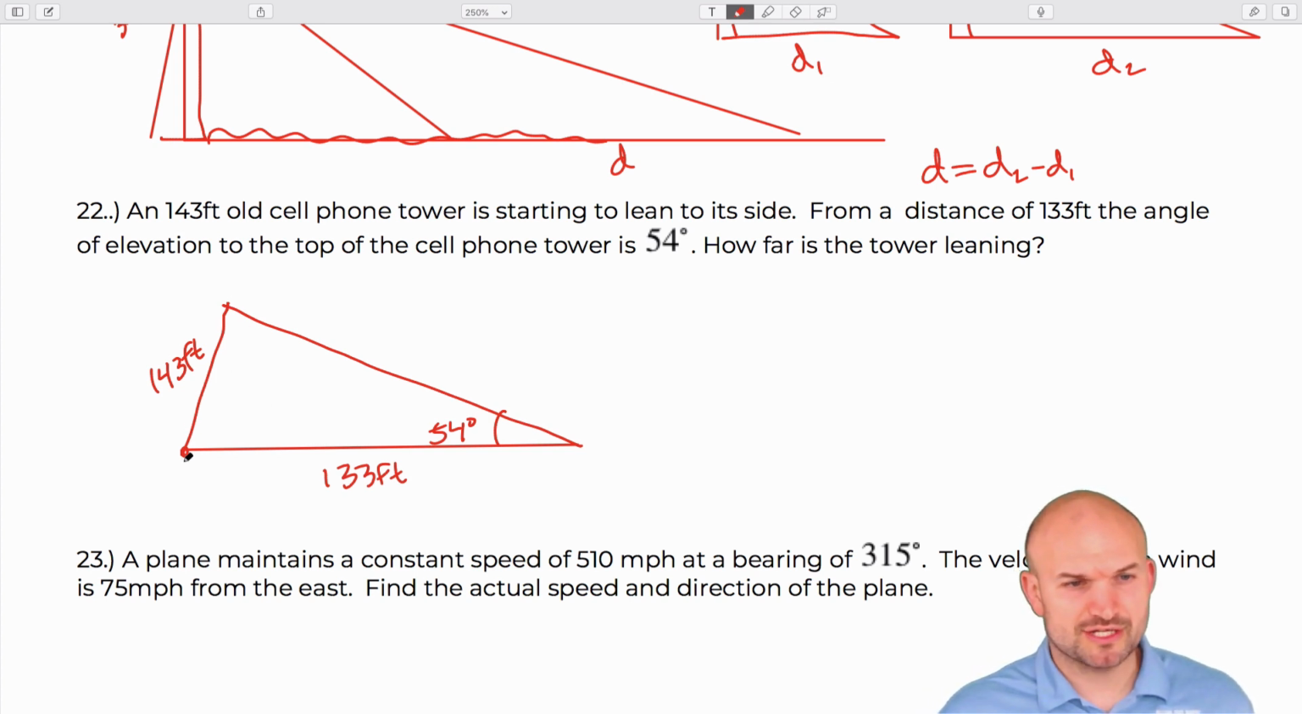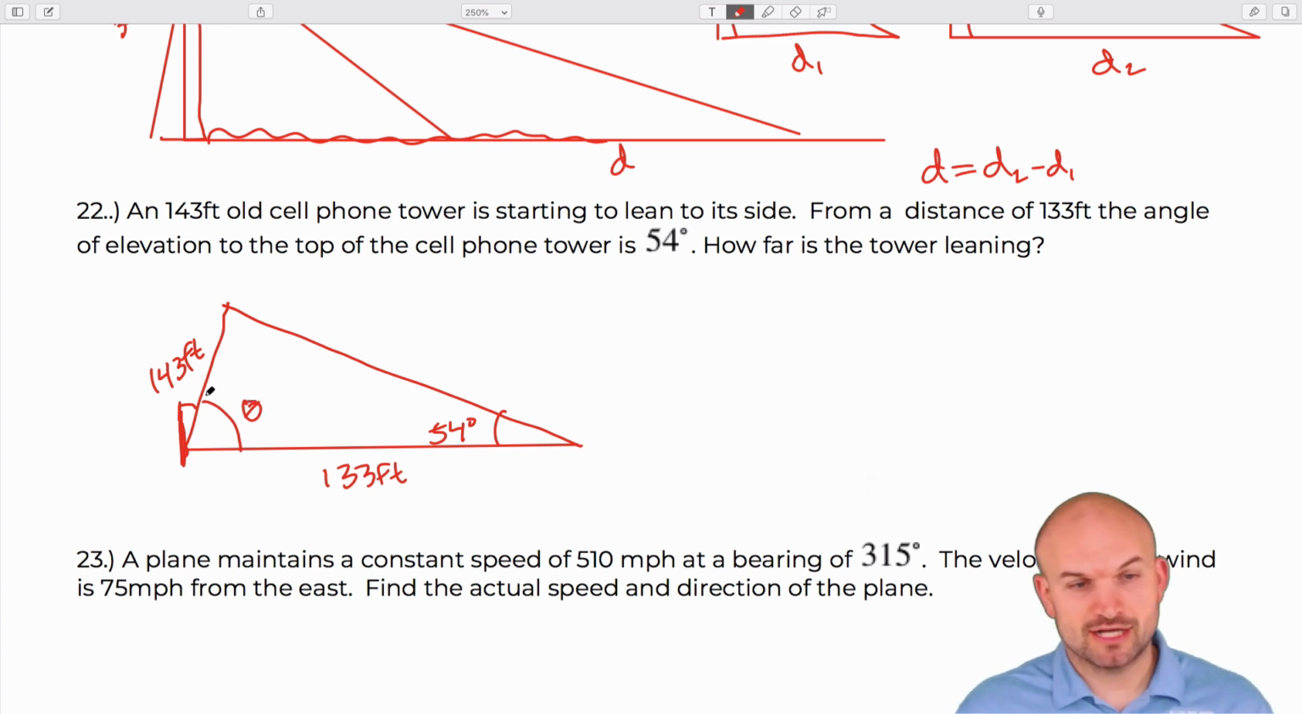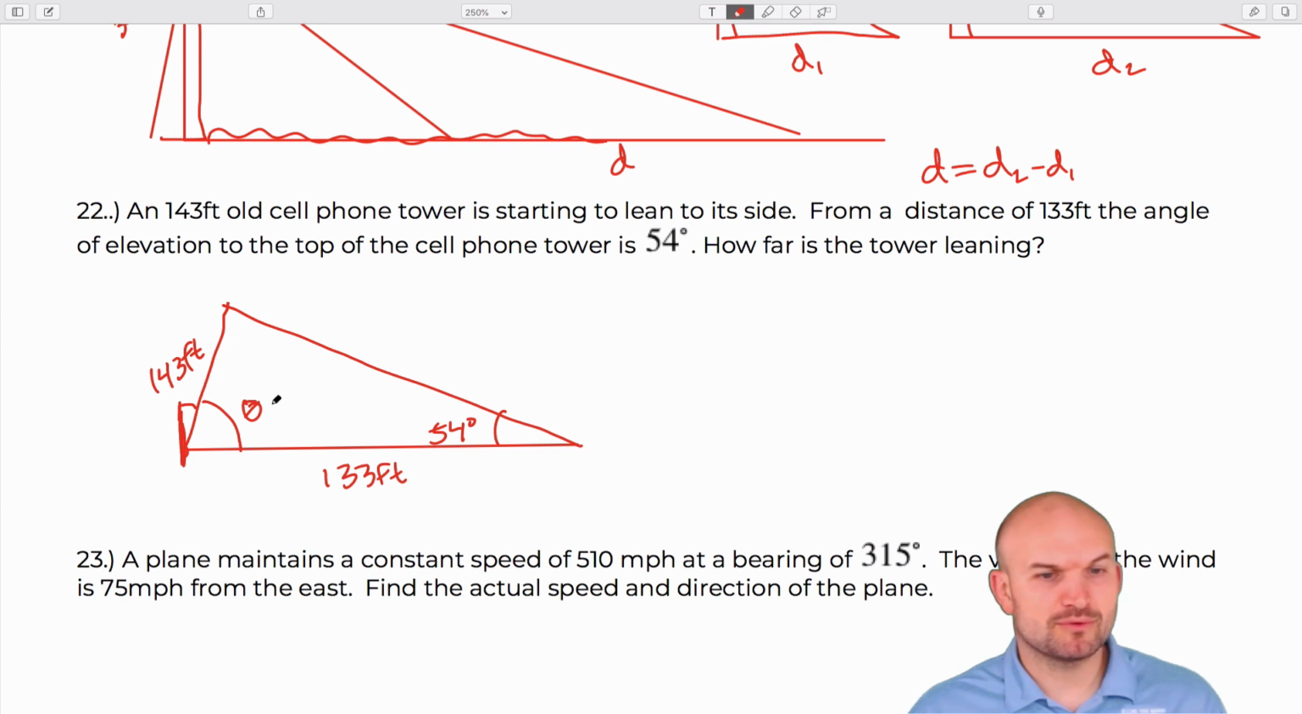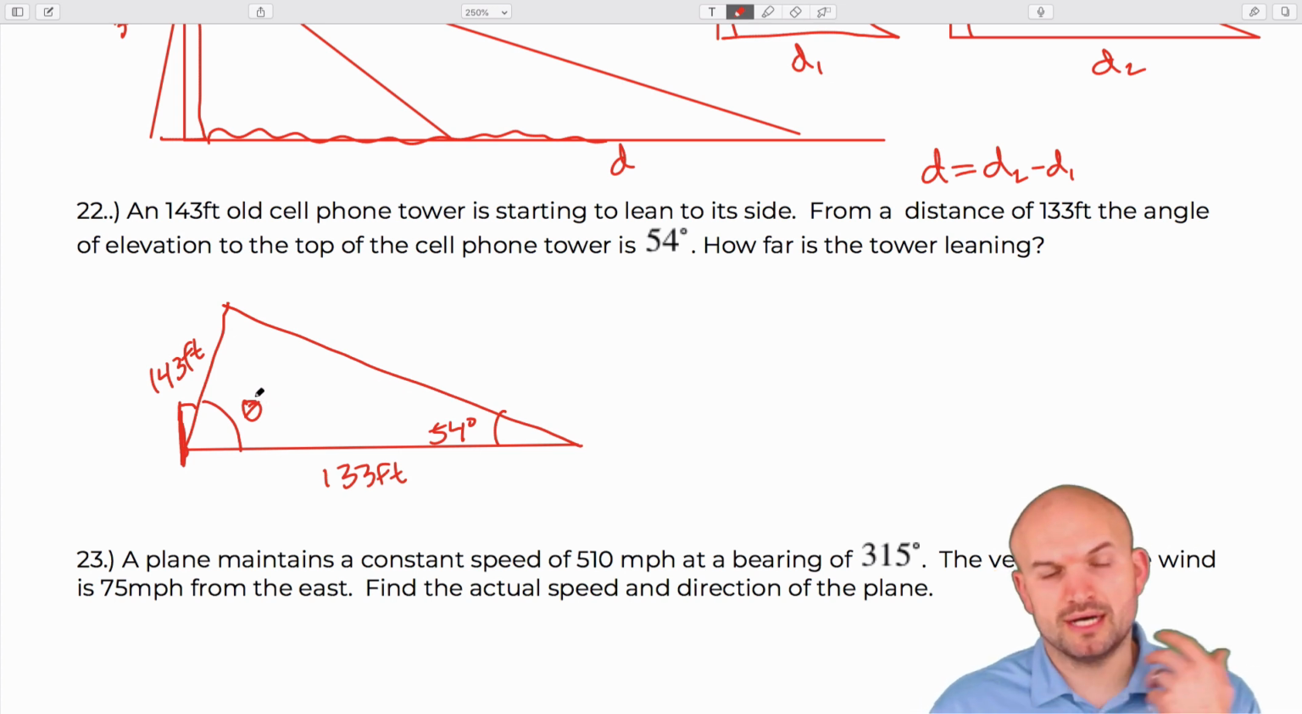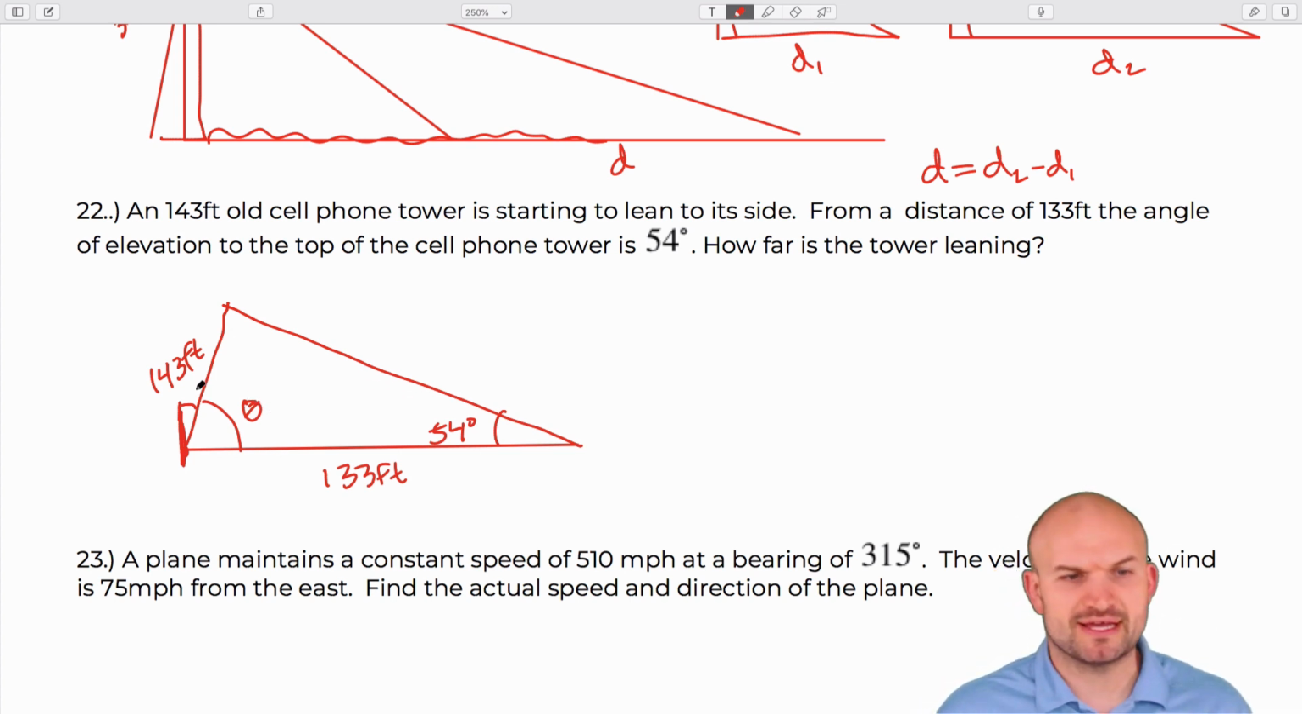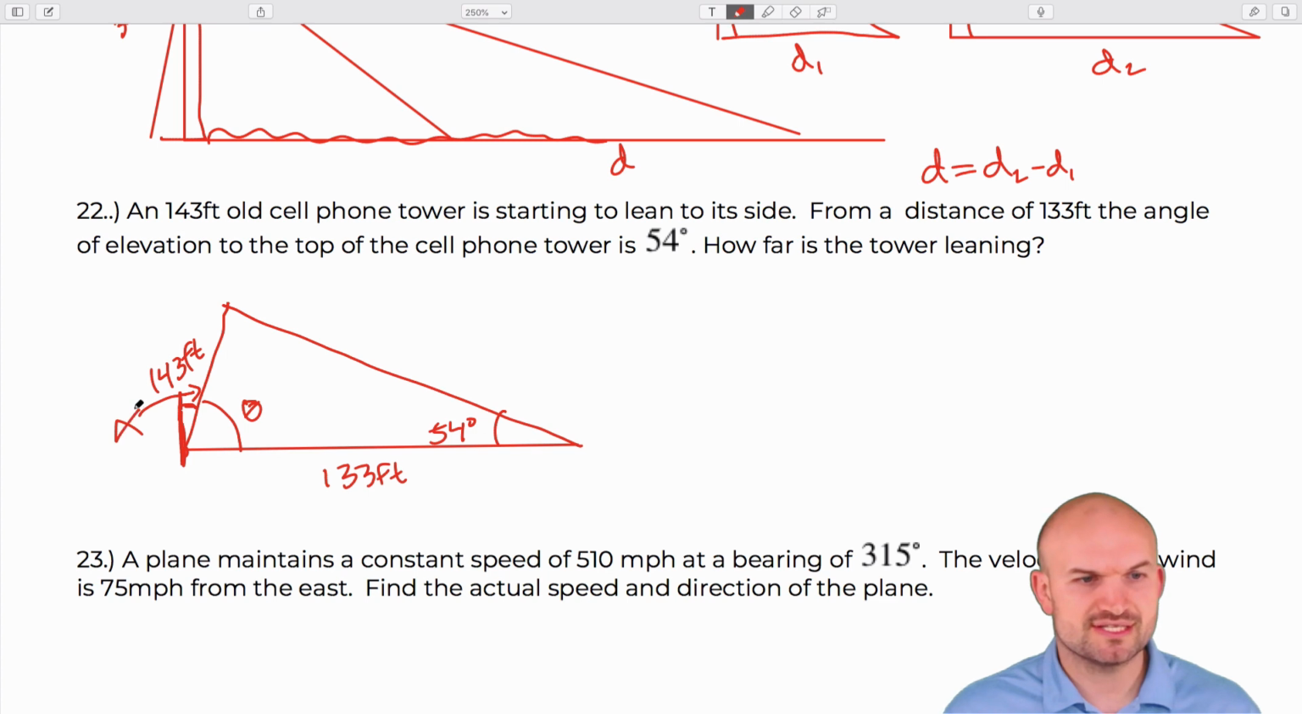Now, to answer the question, we basically need to figure out this angle, theta. So that is the angle we're going to be looking for. However, we're going to use our oblique triangles to solve for that theta. Therefore, we can figure out how far the tower is leaning, which we'll call alpha.